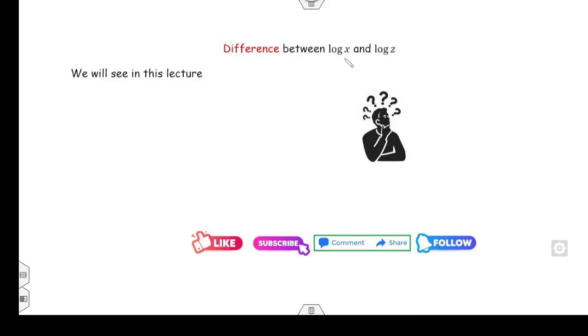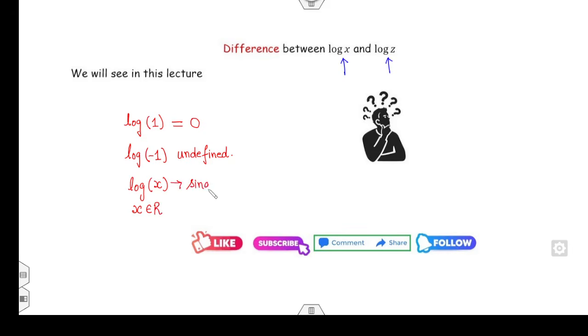Now, what is the basic difference between log x and log z? We all know, can you find the value of log of 1? Because 1 is a real number, the answer is 0. What is the value of log of minus 1? Which is undefined, because log of a negative number is not defined. Moreover, the log of x, where x is a real number, is always a single valued function.